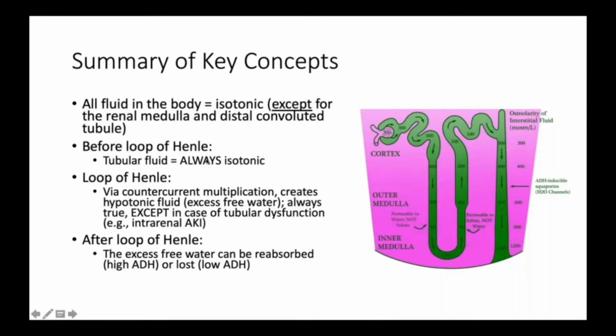Before the loop of Henle, the thing to remember is that tubular fluid is always isotonic. The loop of Henle creates hypotonic fluid, so it creates excess free water, with osmolarity less than 300. And it's always true, except in the case of tubular dysfunction. So if you have an intrarenal AKI, this is not true. That's basically the job of the loop of Henle, to create hypotonic fluid and to make the medullary interstitium hypertonic. And then after the loop of Henle, you have a choice. If you have high ADH, you can reabsorb the free water, and if you have low ADH, you won't. Okay, so this is where we're going. This is probably giving you some trepidation. Let me reassure you that this is all very understandable, and so we will discuss it.